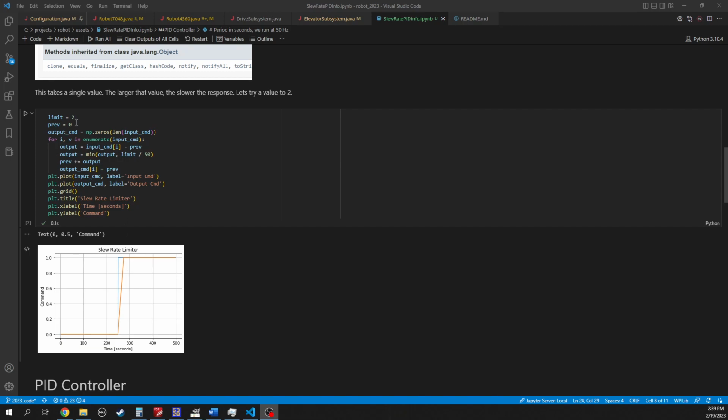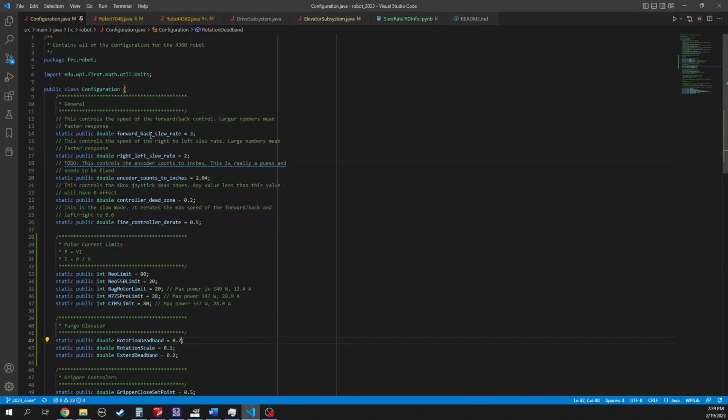And this is all controlled in the configuration file. There's a slew rate limiter setting for the forward-back motion of the robot and the right-to-left motion of the robot. And this is the graph of what it looks like. So when you command 0 to full speed ahead, it's going to limit that rate of change over a period of time. The way we can change that is we have this forward-back slew rate and right-left slew rate. Right now, the larger numbers mean faster response time. So we have the forward-back response faster than the left-to-right response.